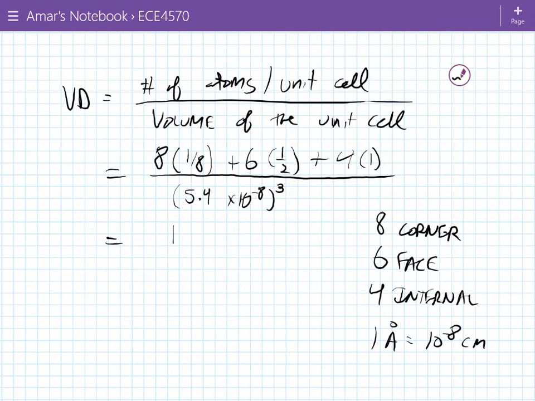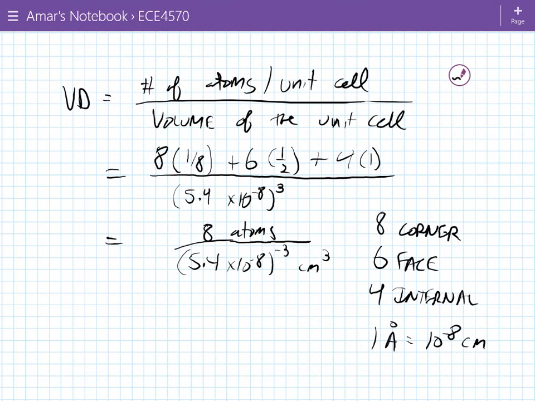So 8 times 1/8 is 1, 6 times 1/2 is 3, plus 4. So 8 atoms divided by 5.4 times 10 to the negative 8 centimeters cubed. It's minus 8 because an angstrom is 10 to the negative 10 meters, or 10 to the negative 8 centimeters. I don't know if someone with a calculator can help me out here. 5 times 10 to the 22, and the units are atoms per centimeter cubed.